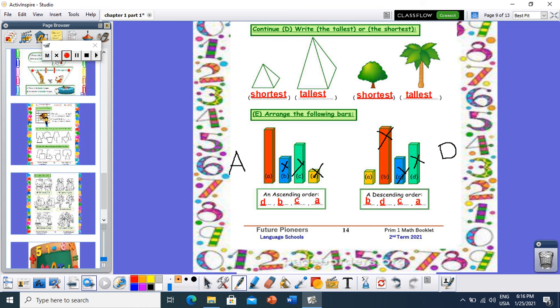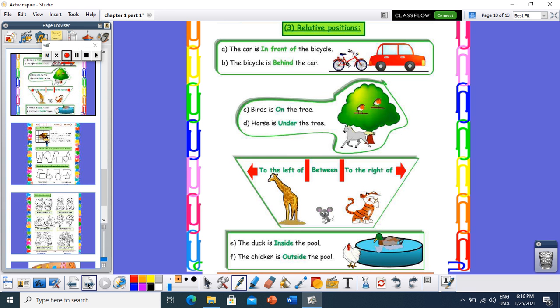Let's move to the next topic, which is talking about relative positions. Relative positions or prepositions that we took before in KG. So what is the meaning of the relative positions, like in front of, behind, in, on, above, below, under, inside, outside, and so on. So let's see this picture. What can you see here? I can see a bicycle and a car.